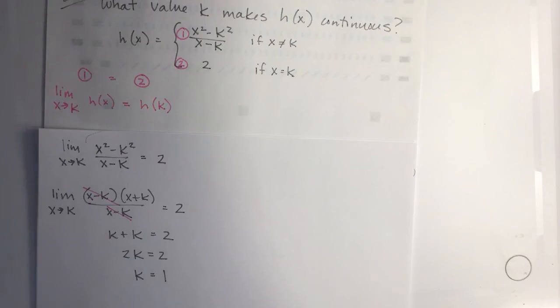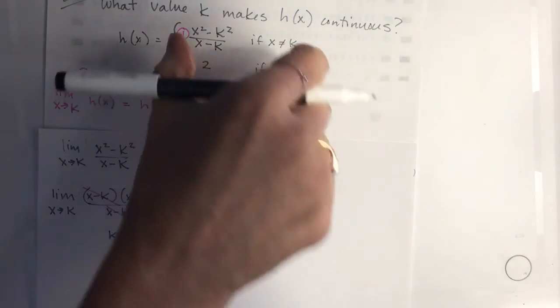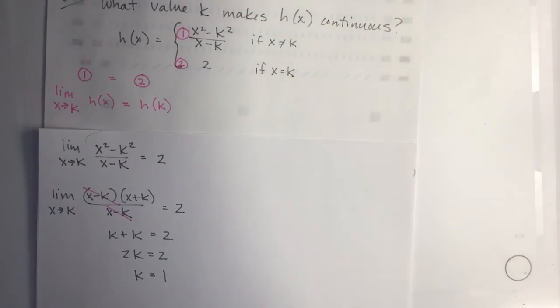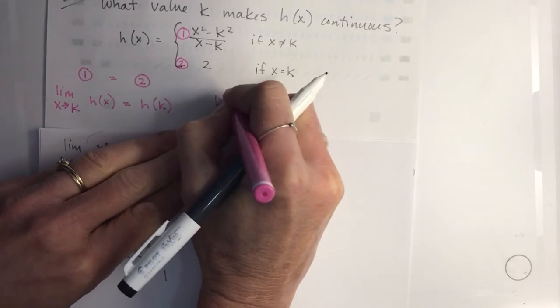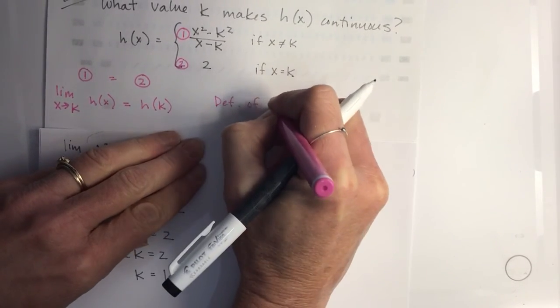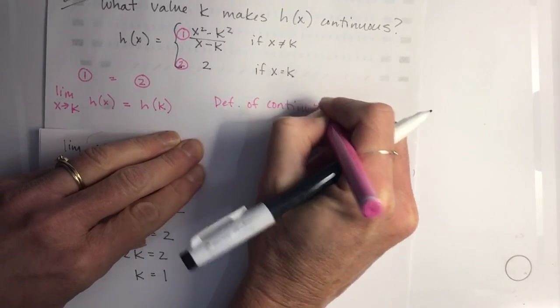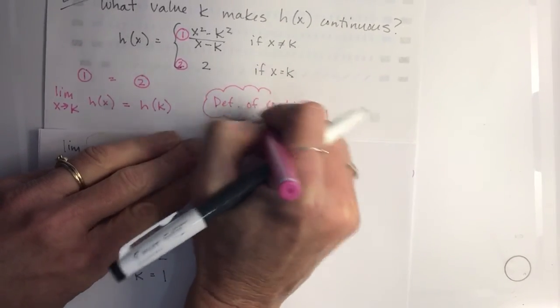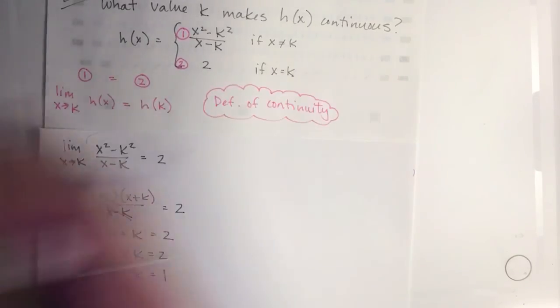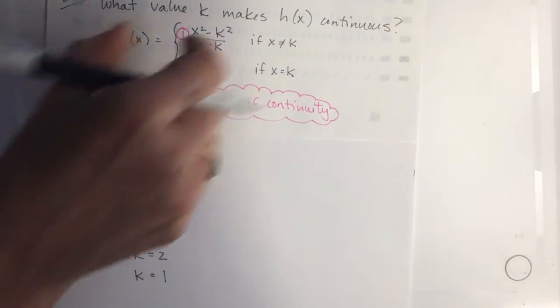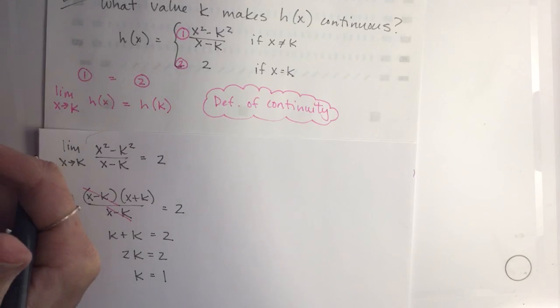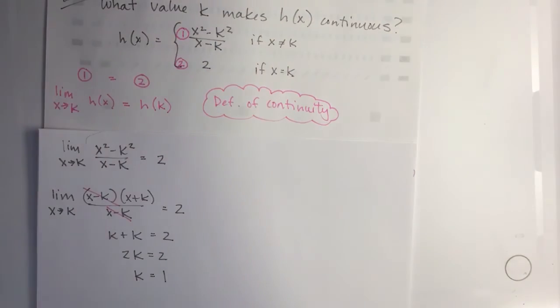Always, always, always remember with these, you have to start with the definition of continuity, and if you do that, you'll be okay. Sometimes there are direct substitution limits, and you can just set them equal to each other. But sometimes you actually have to take the limit, like in this problem.